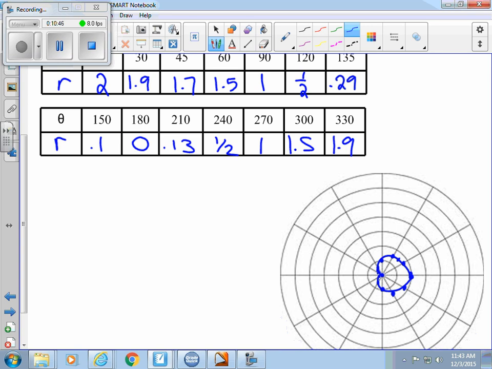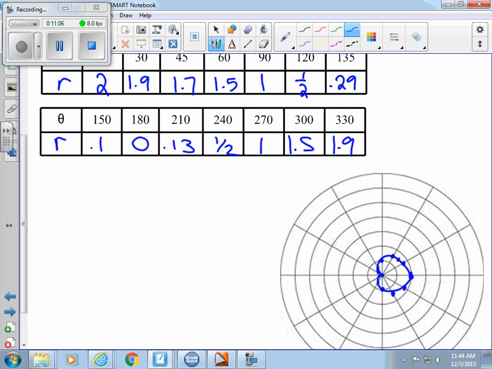Theta min, if you're in degrees, what would be a good theta min? 0. And what would be a good theta max if we're in degrees? 360. What about in radians? 0 to 2 pi. So it doesn't matter which one, just make sure.